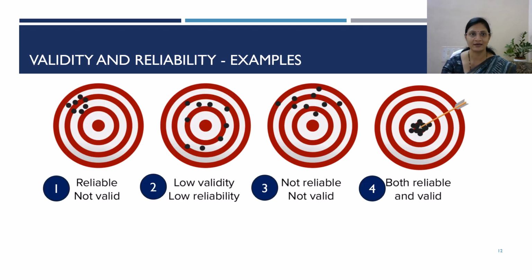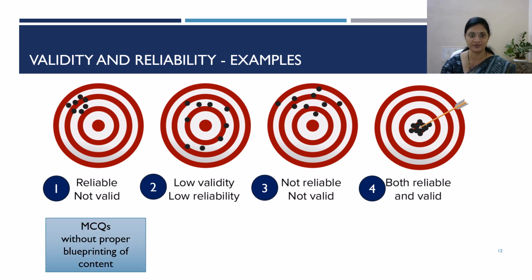Here are some of the examples for validity and reliability. The first one is reliable but not valid. To give an example, MCQs without proper blueprinting of the content. MCQs are no doubt reliable because every time any student answers, they are going to score the same. But they are not valid here in this case because there is no blueprinting of the content. If proper blueprinting is done, then it becomes valid also. Viva is low on validity and reliability because of its subjective component.